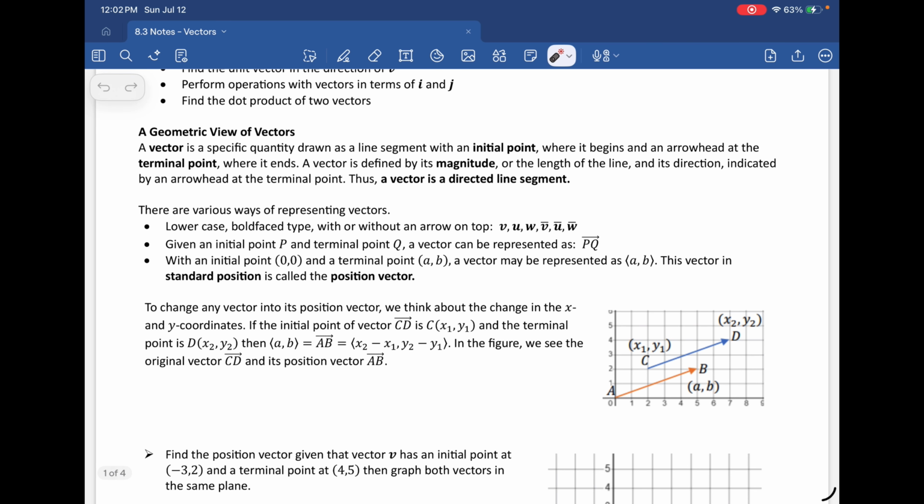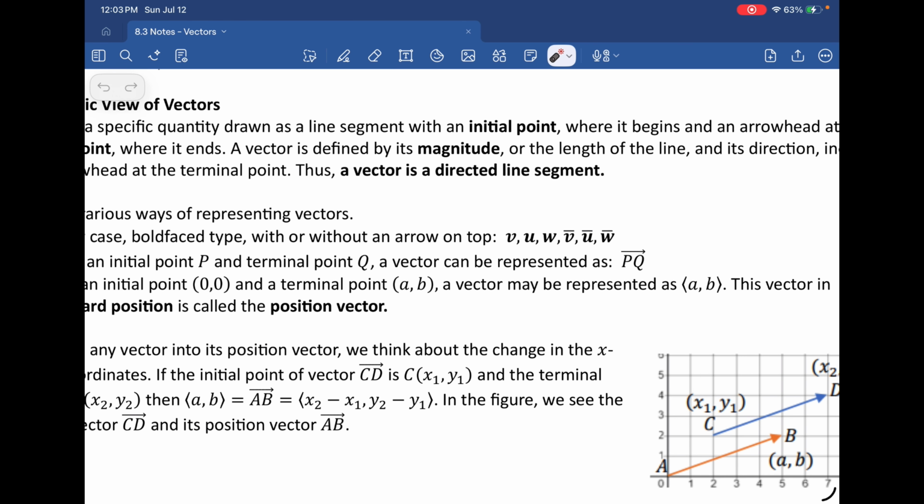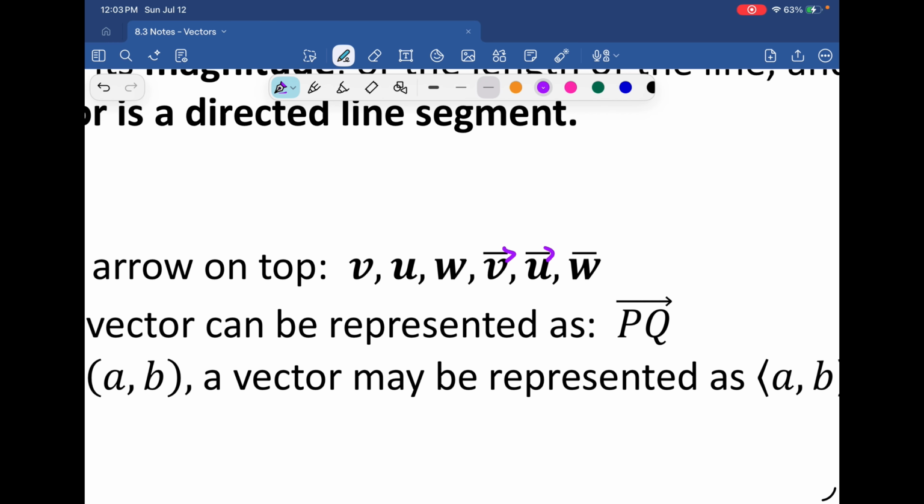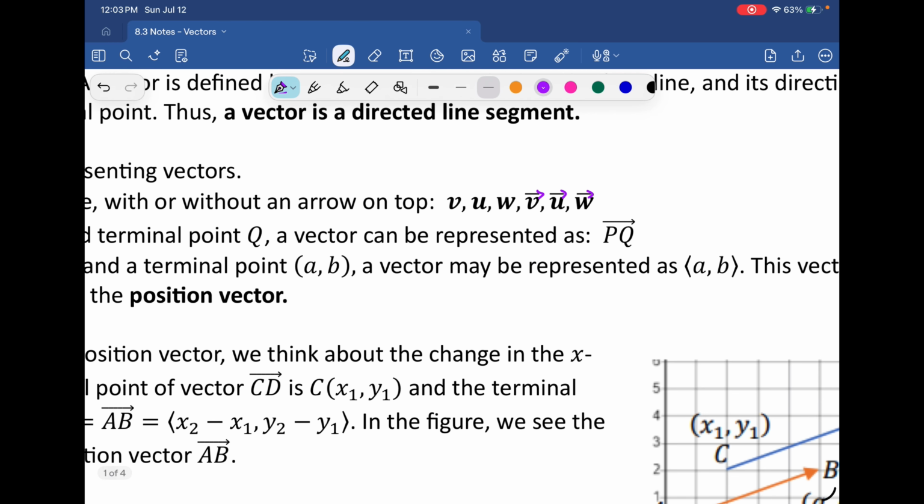In different ways, you're going to see representations of vectors: bold, lowercase. Okay, sometimes these should all have arrows on the top. I missed that completely. With an arrow on top of them, but generally bold and lowercase.